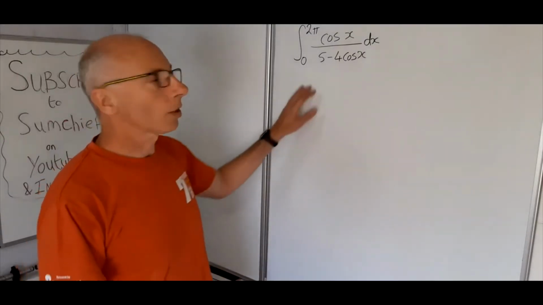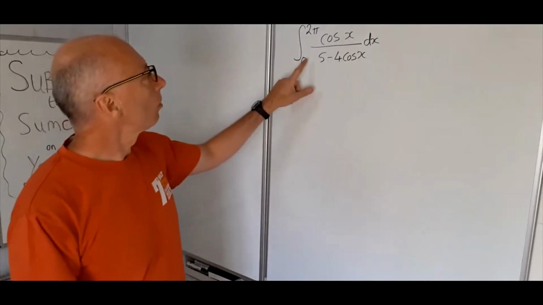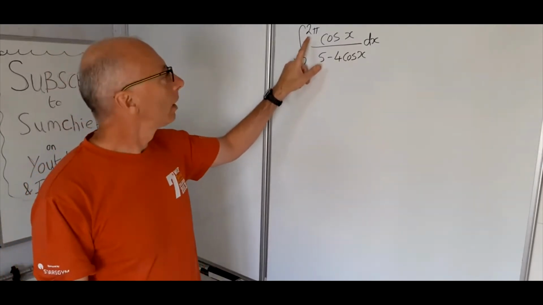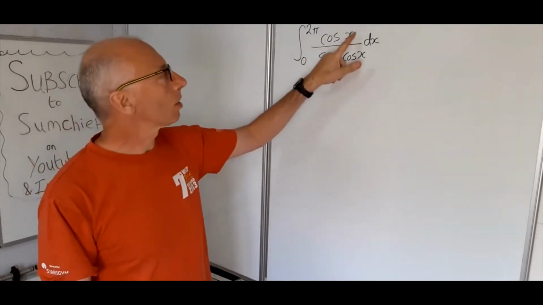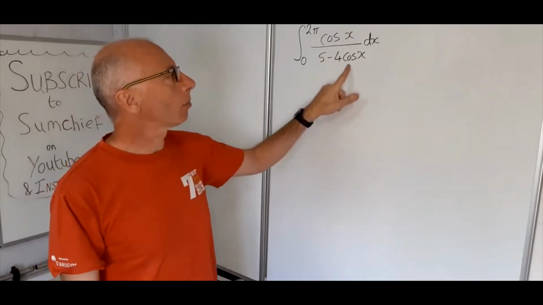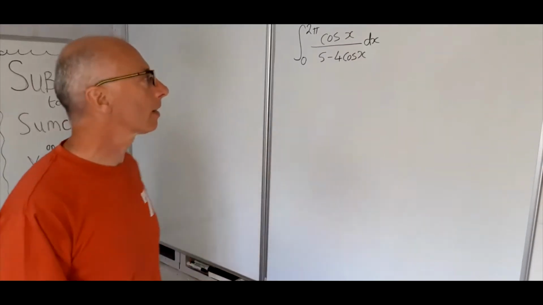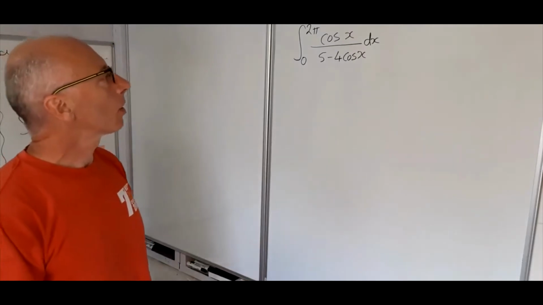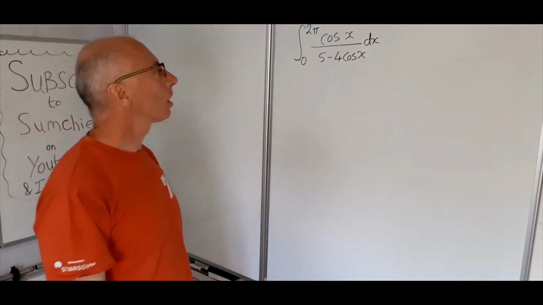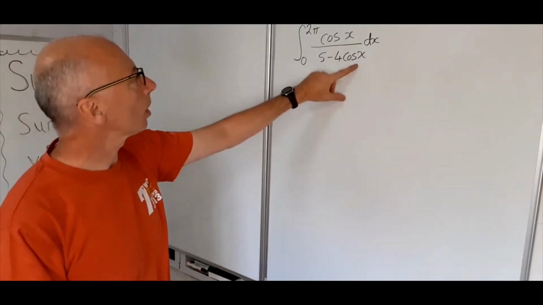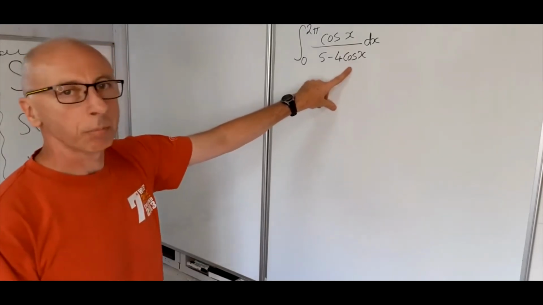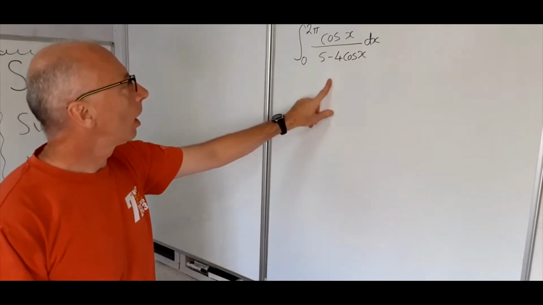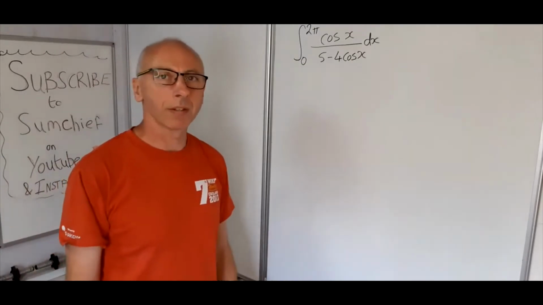Okay, so we're going to look to integrate this function from 0 to 2 pi, and the function we're going to integrate is cosine of x divided by 5 minus 4 times cosine of x dx. Now how are we going to integrate this? Trig sub is not going to work with the two cosines. Integration by parts is definitely not going to work. We're going to have to try and force some other method.